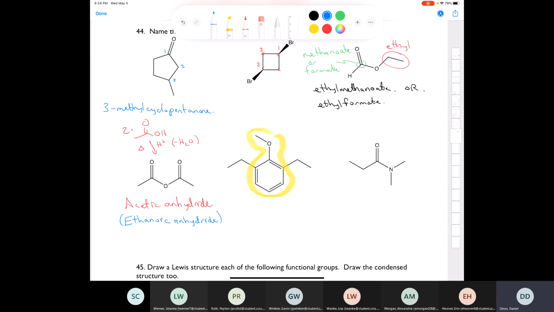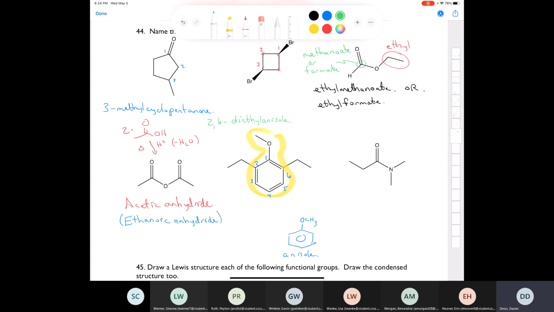What I have in the yellow circle, this molecule here, when you have a benzene ring with a methoxy on it, we call this anisole. So if we call this carbon number 1, we could go 1, 2, 3, 4, 5, 6. So this would be, let me see, I'm kind of running out of space here. This would be 2,6-diethylanisole.